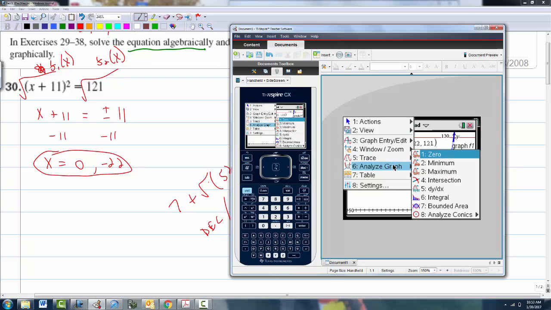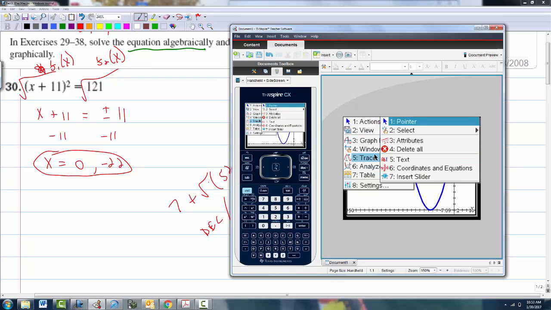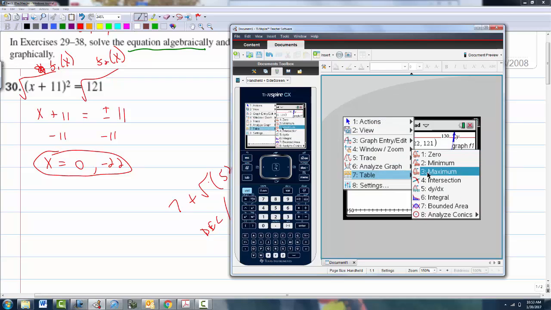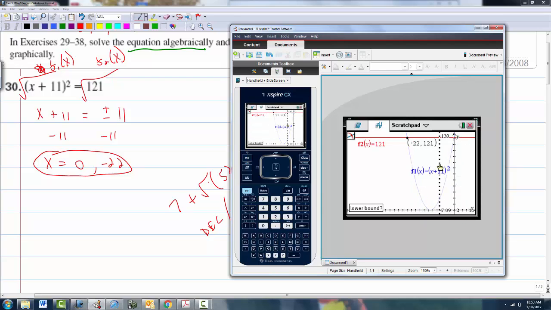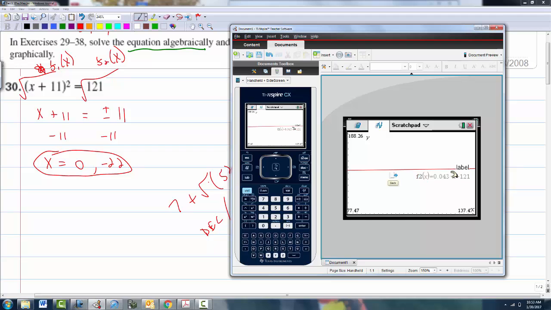What? No. What just happened there? Holy cow. What? Oh, okay. What just happened? Analyze graph. This is intersection. Sorry. I'm freaking out, man. All right, there we go. And then 0, 121. This is what I expect you to do. I'd expect you to draw that picture. Oh, I thought that was going to work. I just screwed this up. Done. I'm done with this stupid calculator.